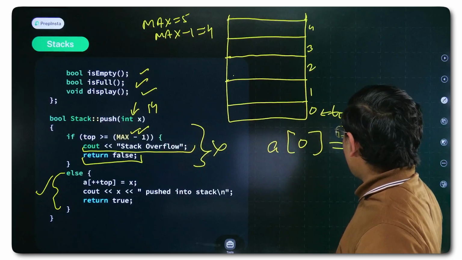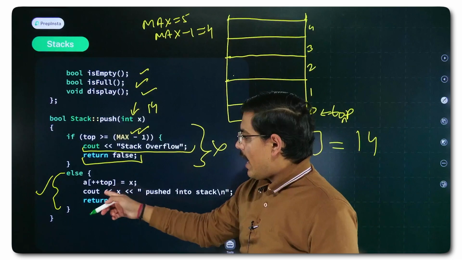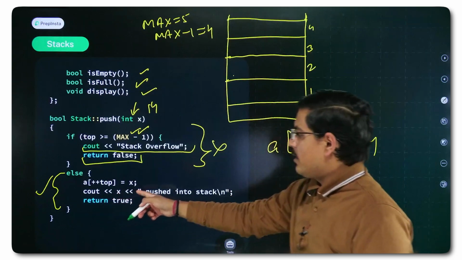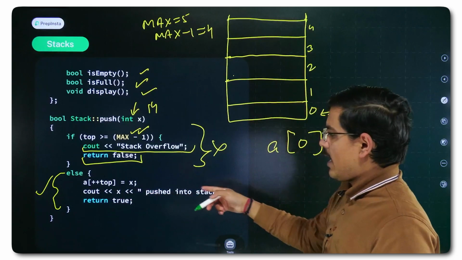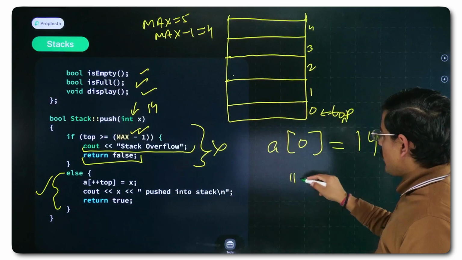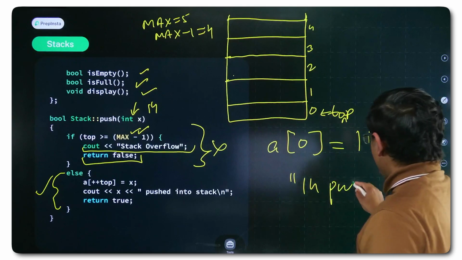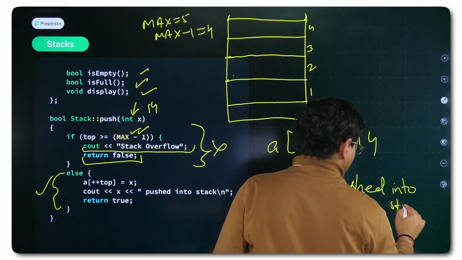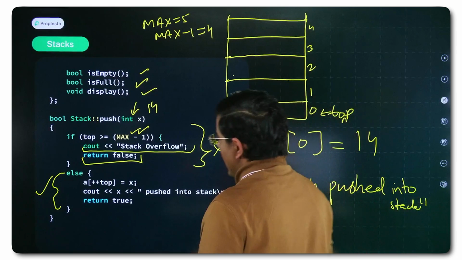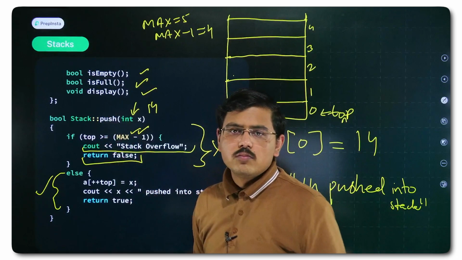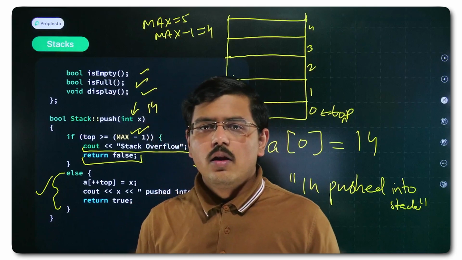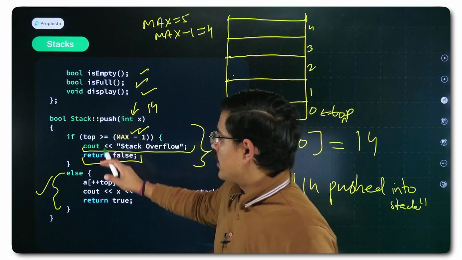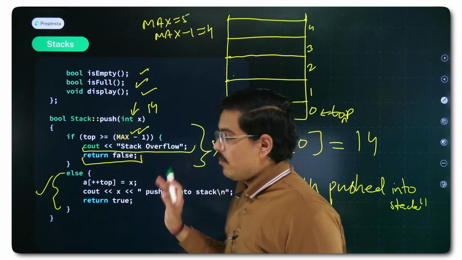x, which is the 14 that I passed, 14 would be stored, fine, and you will print that x pushed into stack, which means what you will receive as output is 14 pushed into stack. This will come as output, fine, and it will return true.